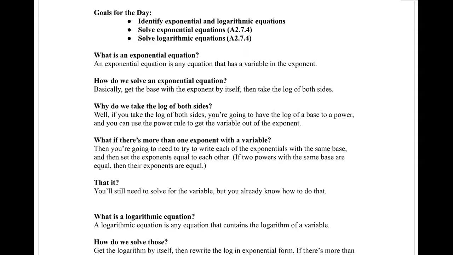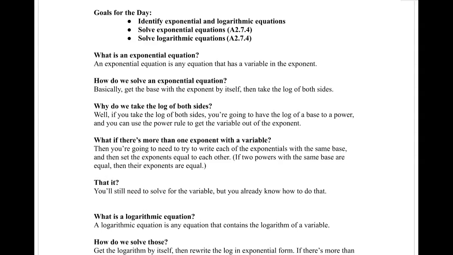So today we're going to be identifying exponential and logarithmic functions. We're going to solve exponential equations. We're going to solve logarithmic equations, and that's about it. So what is an exponential equation? An exponential equation, again, is just any equation that has a variable in the exponent.